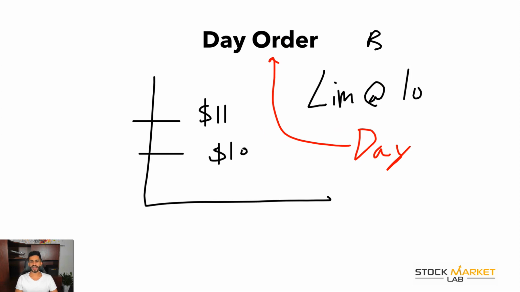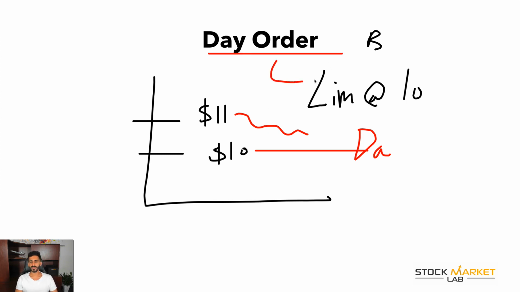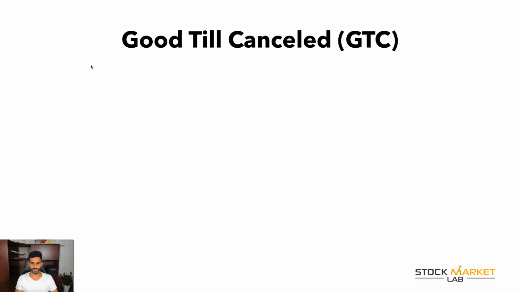So basically, if I have a stop loss and my stop loss is at 10 and it doesn't hit my stop loss today, I'm going to have to put in my order again tomorrow and the day after tomorrow. So if you are trading something with a stop loss and you are going to hold it overnight or for a longer period of time, make sure that you don't have a day order on your stop loss. Make sure you have something called a good till canceled order, GTC order.